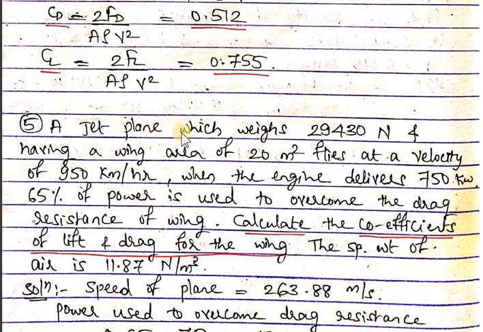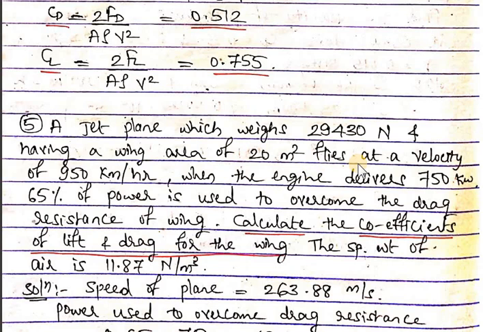A jet plane, whose weight is given as 29,430 Newton, has a wing area of 20 meter square. In this problem also, the body of the aeroplane is almost neglected, but the wing area they are going to consider. Why? Because the wing itself is going to decide whether the body is going to be lifted or inclined towards the earth. So this is more important than the body of the aeroplane in floating bodies.